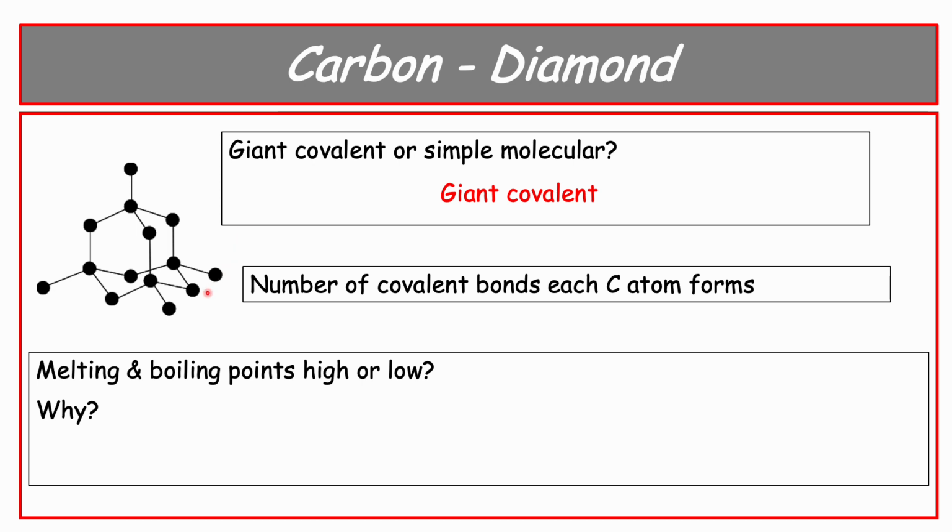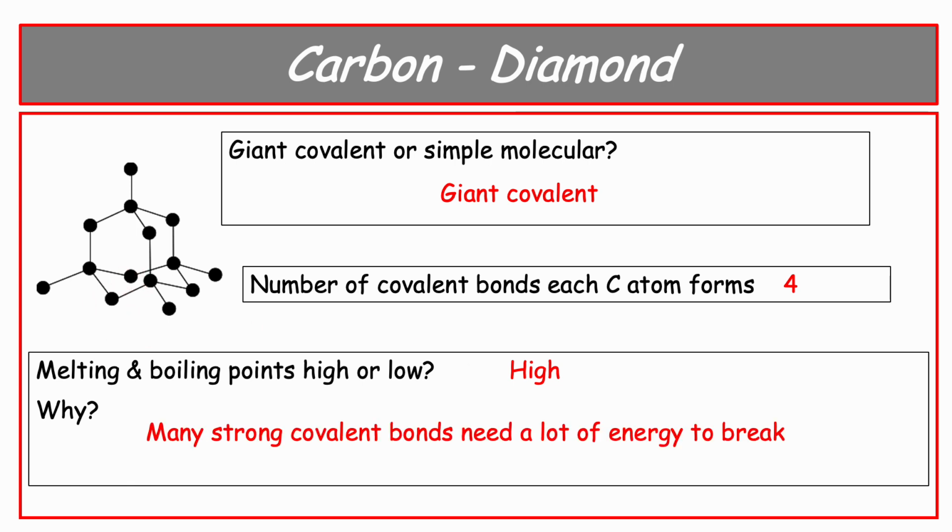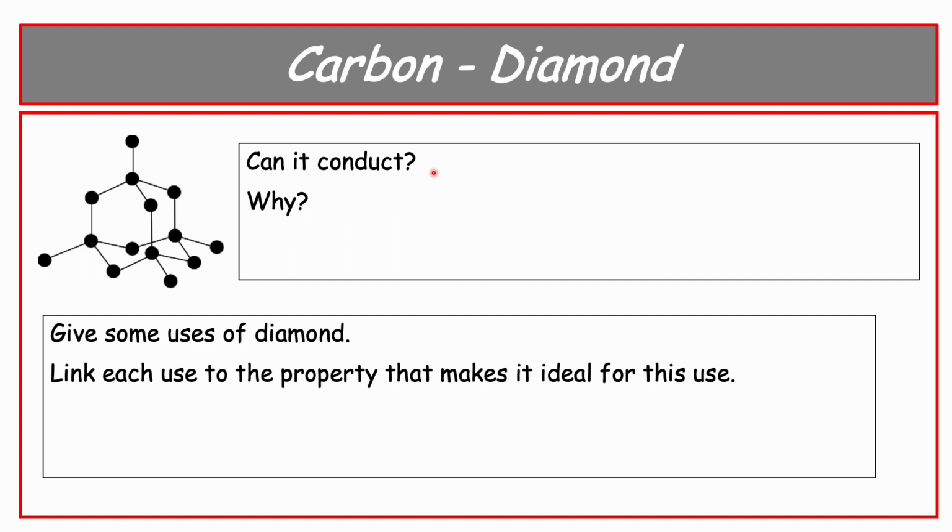Carbon is in group 4. That means it can form 4 covalent bonds because that's how many it needs to get a full outer shell. If it's giant covalent, the melting and boiling point will be high, extremely high, because lots of energy is needed to break the many strong covalent bonds. It can't conduct, and the reason for that is there are no free electrons or ions to move and carry that charge.